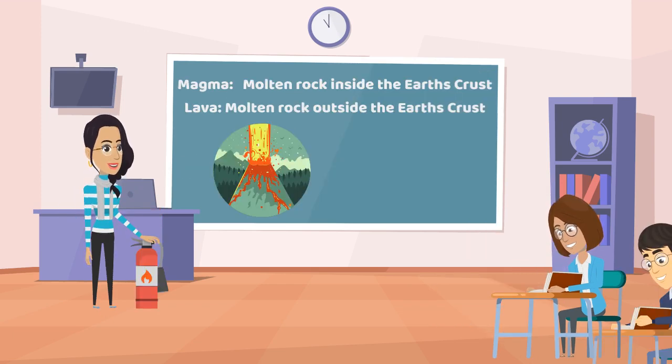Before we go into more depth about what a volcano is, first we need to know about the difference between magma and lava. Magma is hot molten rock inside of the ground, while lava is just like magma, but when it's on the Earth's surface.